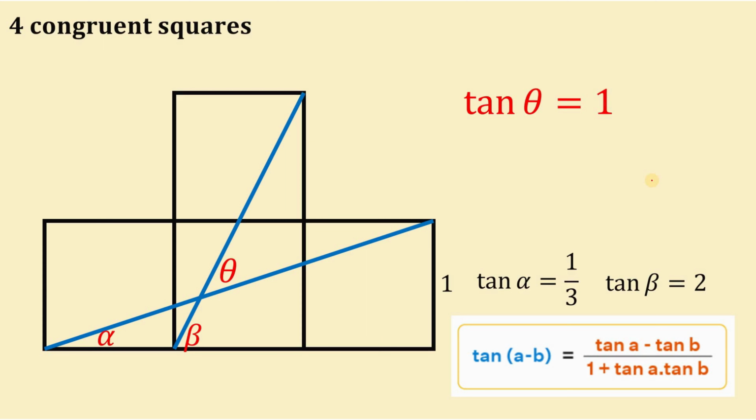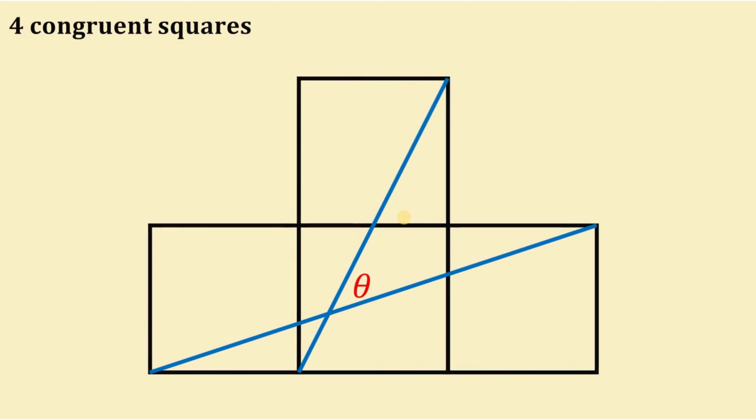Now, to get the value of angle theta, let's take the arctangent on both sides. So theta must be equal to arctangent of 1, and we know arctangent of 1 is equal to 45 degrees. Therefore, angle theta must be equal to 45 degrees. And that is the answer. Now, is there a shortcut for this kind of problem? Yes, there's a shortcut. Alright, here's the shortcut.